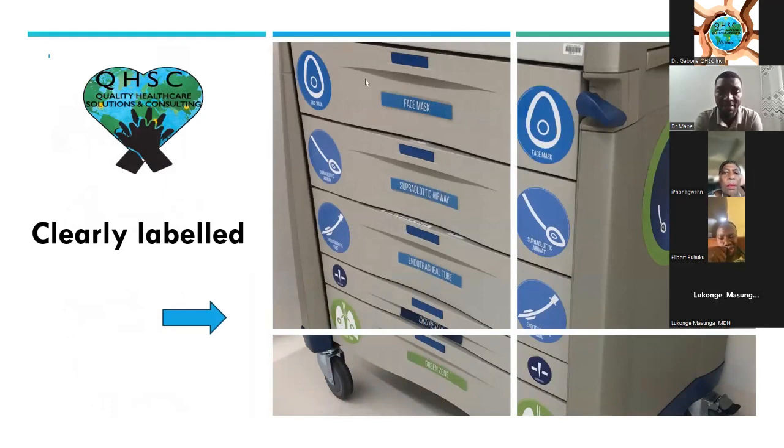So clearly labeled, this is an example of how you should label this trolley, by writing labels like face mask, but also putting pictorial labels that indicate this is a face mask, this is an airway. So it makes it easy. Sometimes in a situation of emergency you cannot read, so you see a picture of an endotracheal tube. Now this is a drawer for endotracheal tubes. This is the drawer for supraglottic airway. I think everyone can appreciate the drawers. Okay, let's continue.